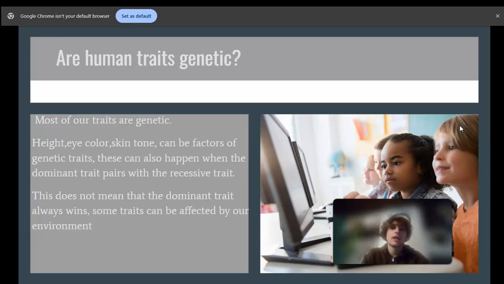Are human traits genetic? Most of our traits are genetic. Height, eye color, and skin tone can be factors of genetic traits. These can also happen when the dominant trait pairs with the recessive trait. This does not mean that the dominant trait always wins. Some traits can be affected by our environment.